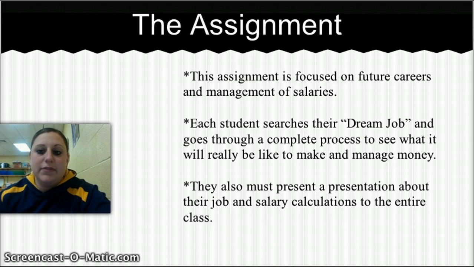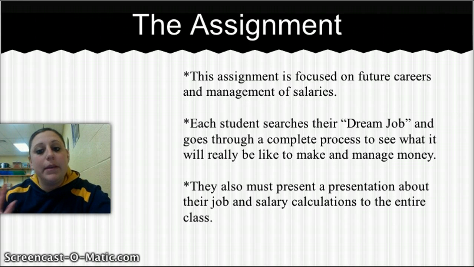The assignment is focused on future careers and management of salaries. Each student searches their dream job. I don't give them any parameters on that except for being realistic. They are not allowed to choose a professional athlete or something like that. They have to be realistic. What is something that you are interested in becoming right now?